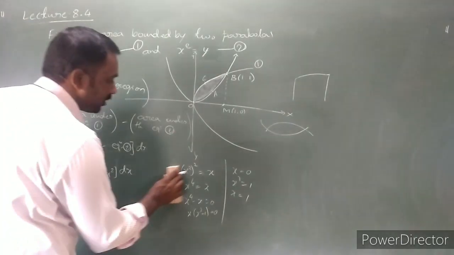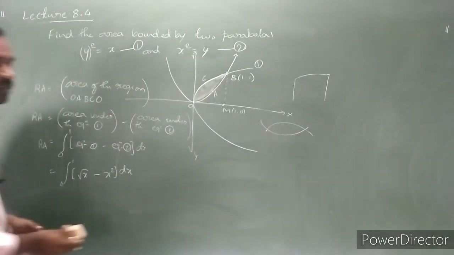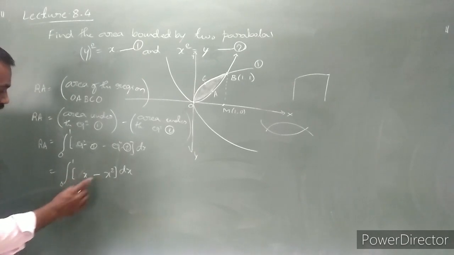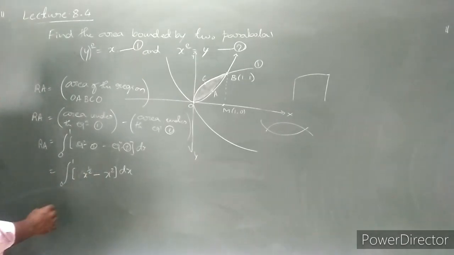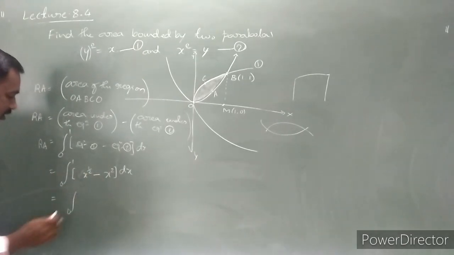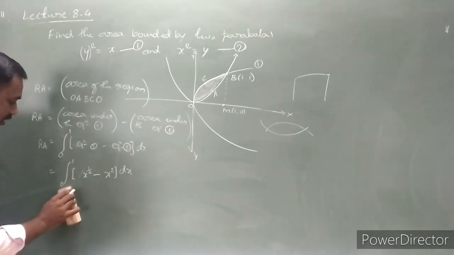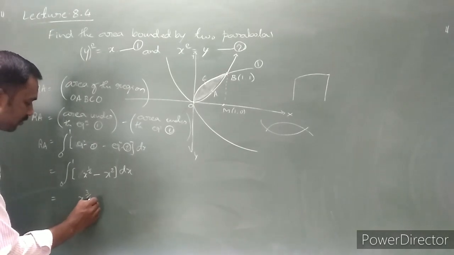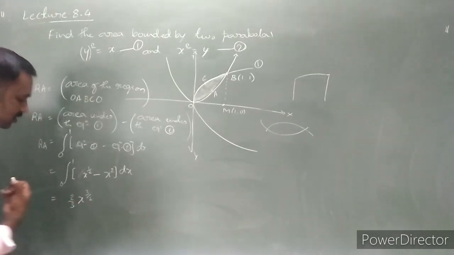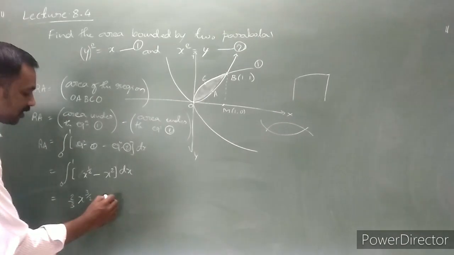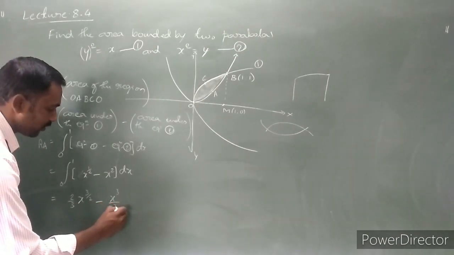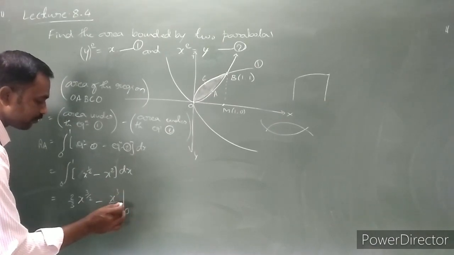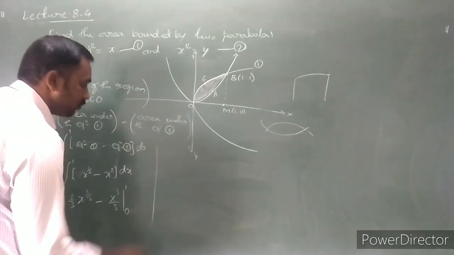How do you integrate this? Root x means x power 1 by 2. Take the next term and integrate directly from 0 to 1. The integration of x power 1 by 2 is x power 3 by 2 divided by 3 by 2, which can be written as 2 by 3 times x power 3 by 2. Minus the integration of x square, which is x cube divided by 3. The limits for both are 0 to 1.